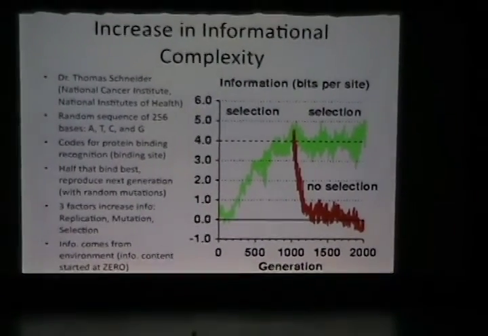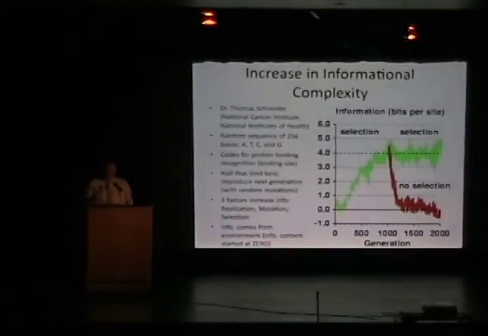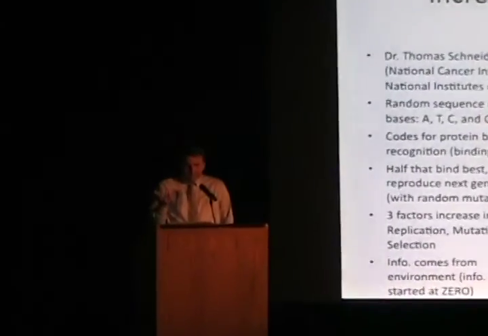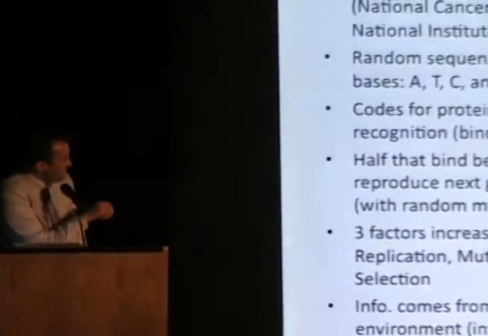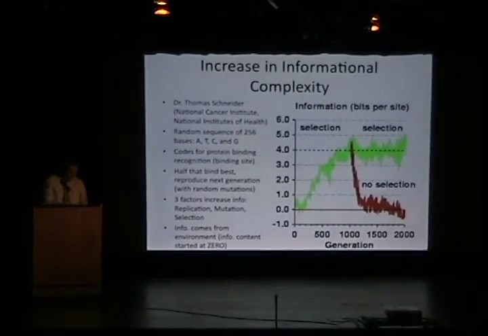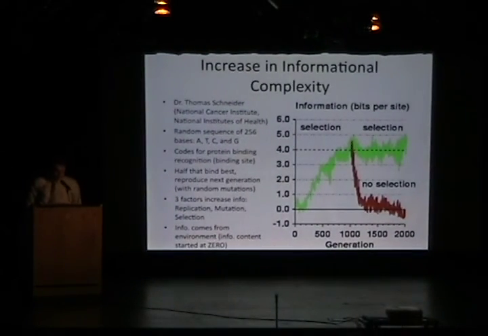So the information in this computer program actually came from the environment, because at time 0, at the beginning, the information content was 0. If you take a look at this graph, over time, with selection, we see an increase in information in terms of bits per site. When the selective process was removed, this went right back to 0 information content. That's it. I'm done.